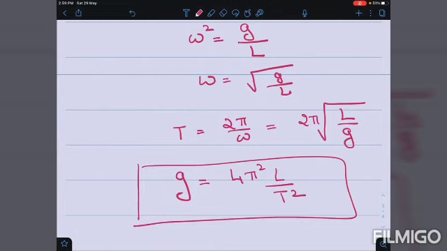Hope you understood the derivation. Very simple one, but very relevant also.